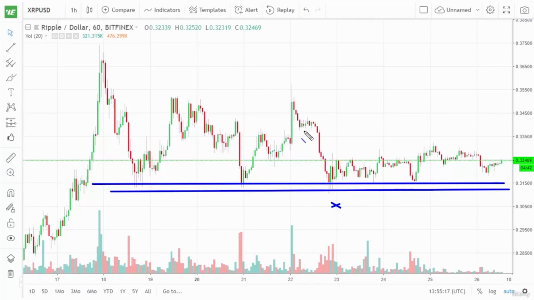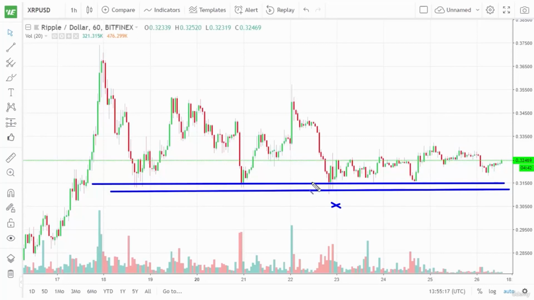So you have to think of them more as guidelines. Every once in a while, they will be hard as a rock, but that's less common than an area like this. And a lot of that comes down to fills. You don't always get filled at the exact price.